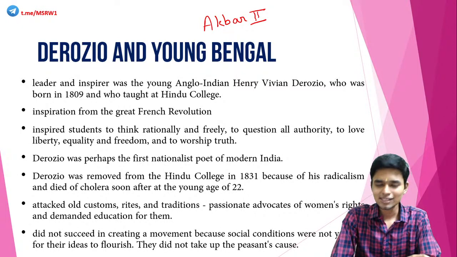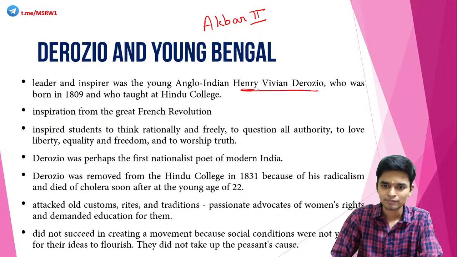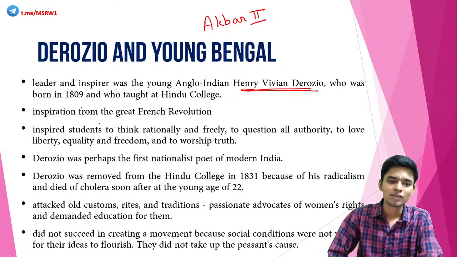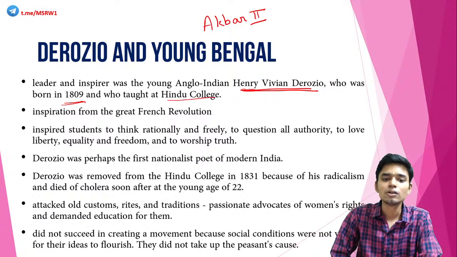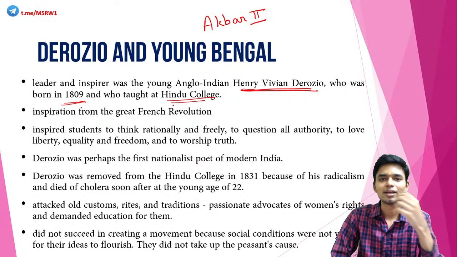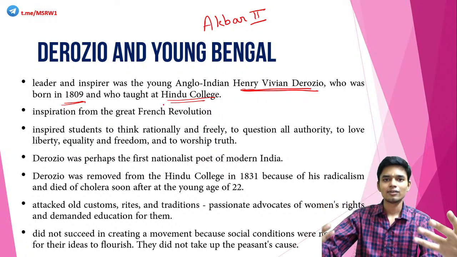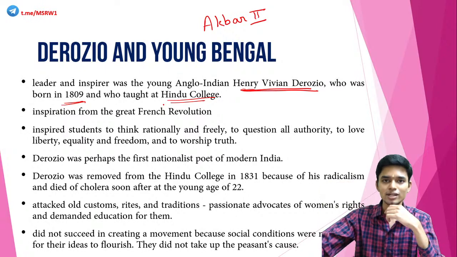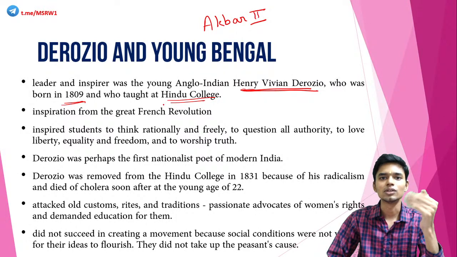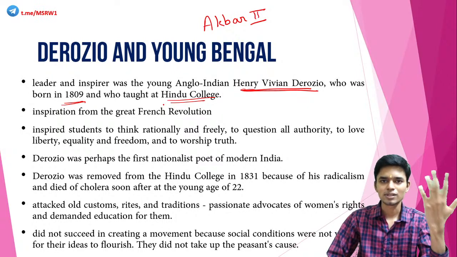So this movement, named the Young Bengal movement, was actually initiated by somebody known as Henry Vivian Derozio, who was an Anglo-Indian. At a very young age itself, he achieved a lot in his life. Okay, he was born in 1809, and he taught at the Hindu College. He was also inspired by the French Revolution and free thinking. While teaching at the Hindu College, he inspired his students to think rationally and freely, to question all authority, to love liberty, equality, etc. And he taught them to worship truth. Okay, a very liberal, very progressive personality.